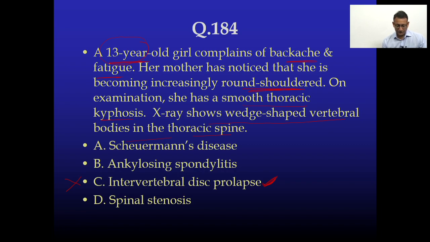Spinal stenosis, again, is a disease which happens in elderly patients because of arthritis of the facet joints, formation of osteophytes and hypertrophy of the ligaments. Here the patient is 13 years of age, so I won't consider spinal stenosis either. Ankylosing spondylitis could be there, but that will lead to other symptoms first, like involvement of the sacroiliac joints, and again seeing it in a 13-year-old girl is not that common. So we are left with a choice called Scheuermann's disease.